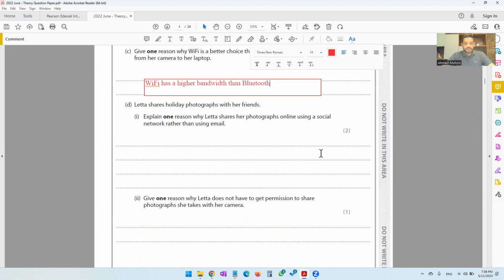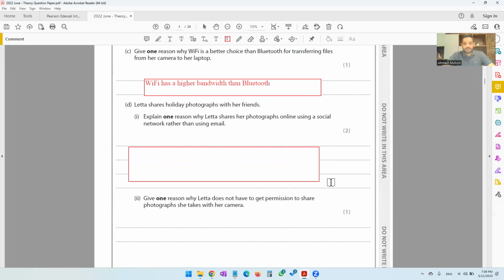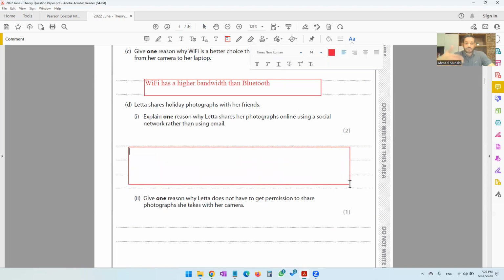The next one is: Leta shares holiday photographs with her friends. Explain one reason why Leta shares her photographs online using a social network rather than using email. They're asking for one reason why she would use a social network rather than email. If you were to use a social network, let's take a real life example such as Facebook. Facebook is a social network where you can have friends, and you can share photographs and videos. All that can be done on Facebook.